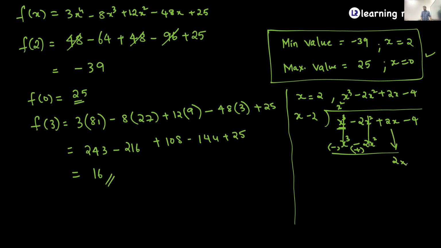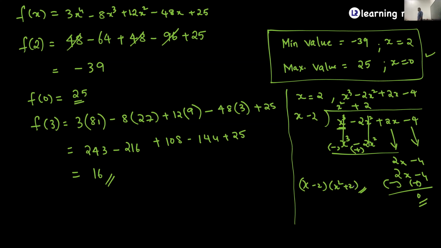Here it is 2x. So what will be the number you put at the top? You will put plus 2. So x minus 2 into plus 2 is 2x minus 4. You bring this down also. Subtracting again, you will get 0. So x minus 2 is multiplied with what? You can either go with the synthetic division method or the long division method. Both will work. Whichever is easy for you, you can follow that.